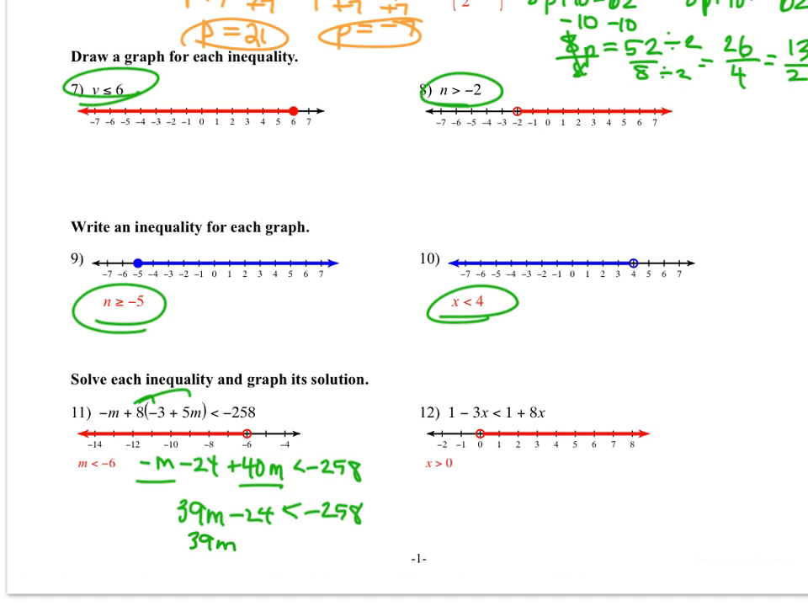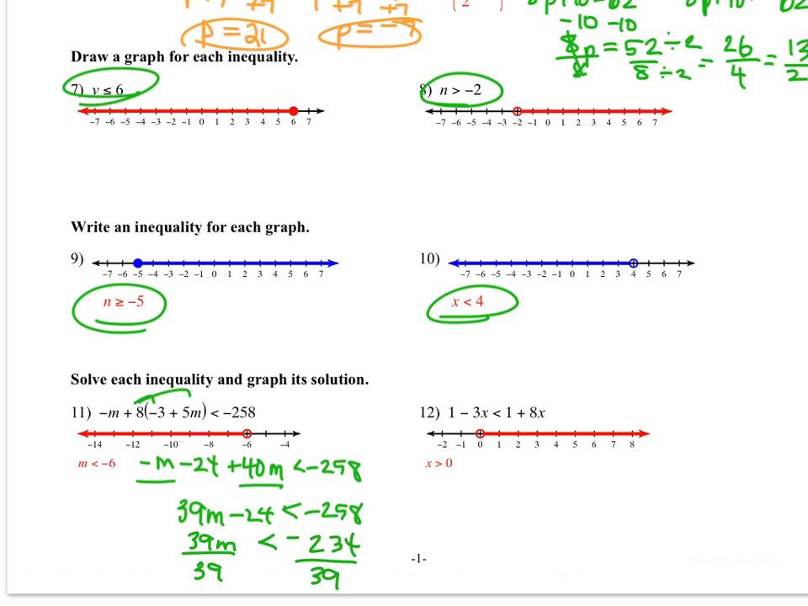39m, so we can add 24 to both sides, and that's going to give me negative 234, and then divide. Now, because the 39 is positive, the symbol is not going to flip. That's where you get m is less than or equal to 6, and the number line that you see.